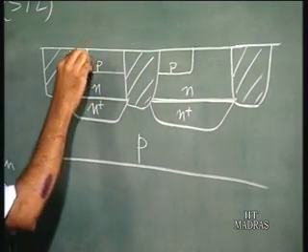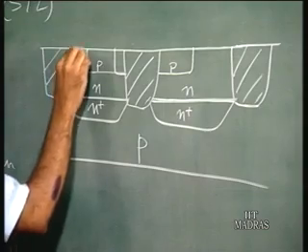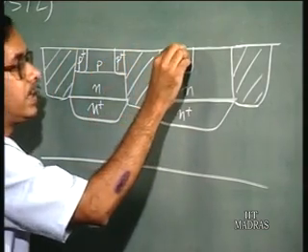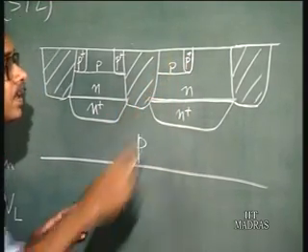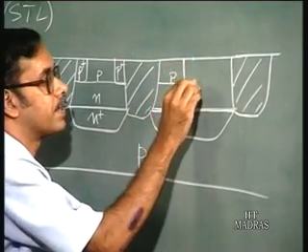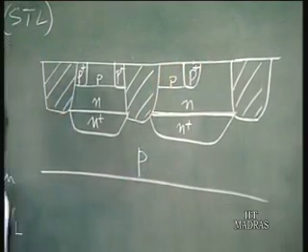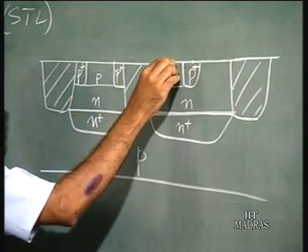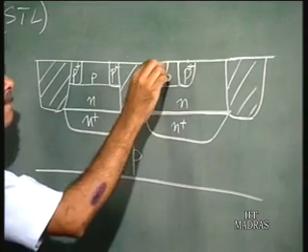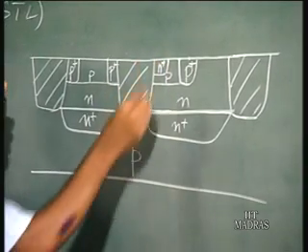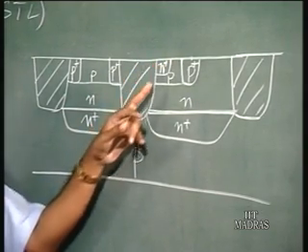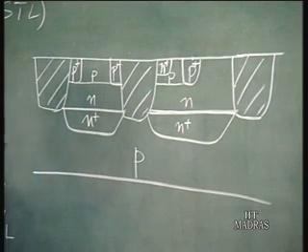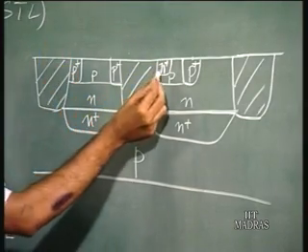For the P contacts, you make P plus. So, here you also have a P plus, this is P plus for contact, and then you have the N plus here. So, this is N plus P N. Now, you have the transistor. If you look at it, it is an N P N transistor. This is the emitter, N plus P N.